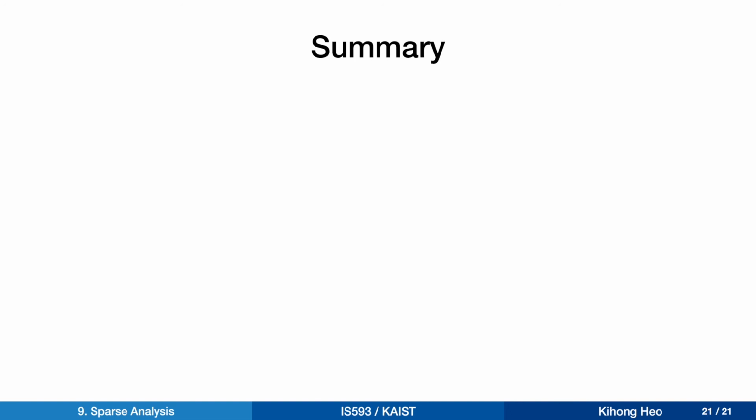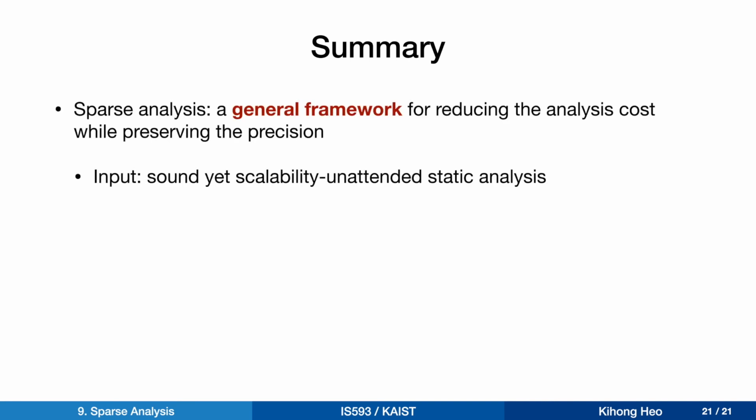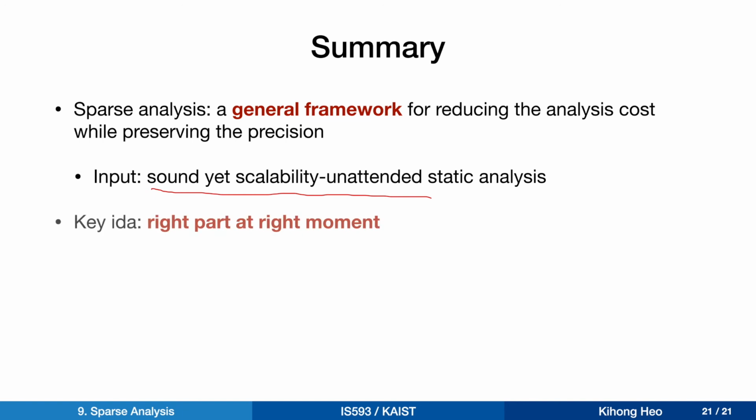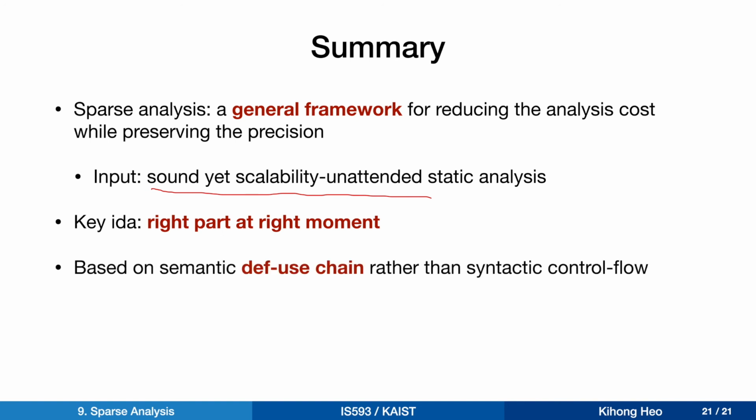So let me summarize this lecture. We learned the sparse analysis framework, which is a general framework for reducing the analysis cost while preserving the precision. This means once you have a sound yet unscalable static analysis, the framework automatically derives the sparse version. The key idea is to compute the right part at the right moment during the analysis, based on semantic def-use chains rather than syntactic control flow.